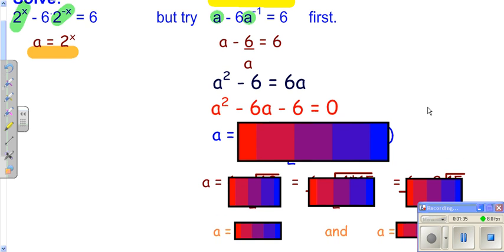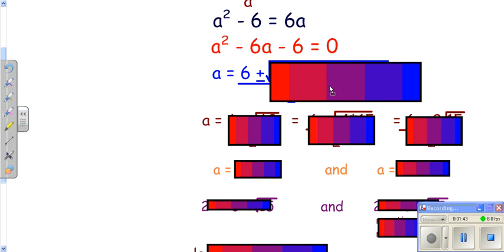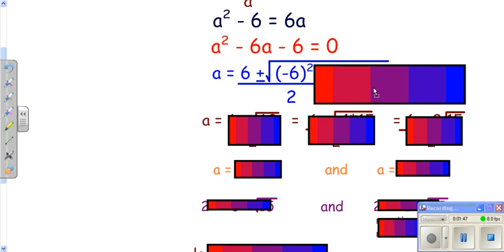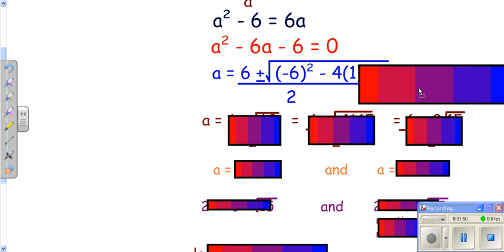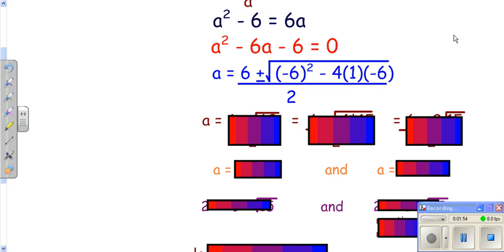In this case, it's not going to factor, so we'll use our quadratic formula. Opposite of b plus or minus the square root of b squared minus 4 times a times c, all over 2a. When you simplify what's in the root, just typing this into your calculator, we get the square root of 60.